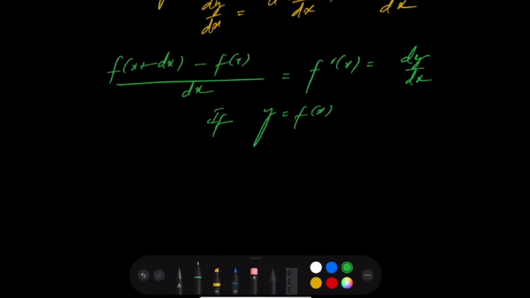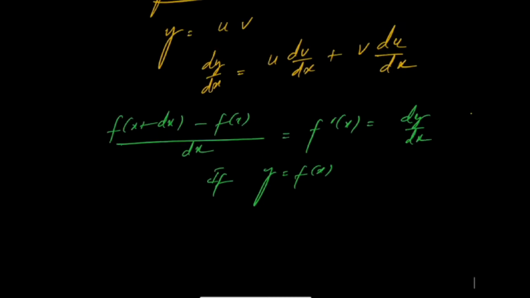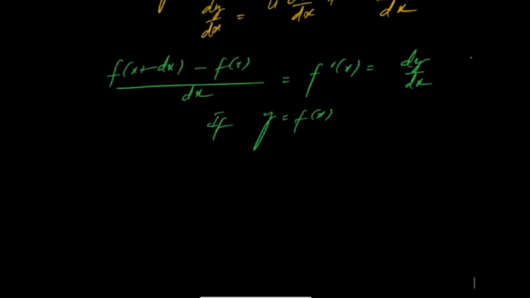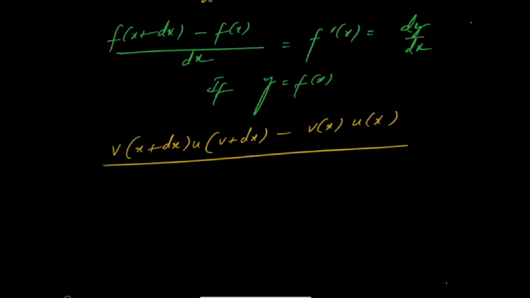Now here we have f of x equal to u into v. So this f of x will become v of x plus dx into u of x plus dx minus v of x into u of x, by dx. Correct?